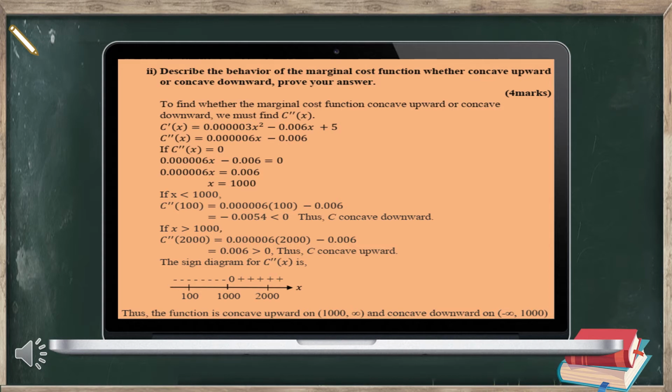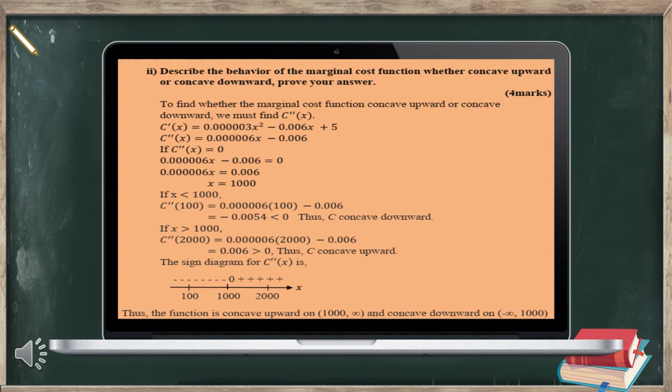So 0.0003 x squared we differentiate, it will be 0.0003 times 2x, and then negative 0.006x we differentiate, it will be negative 0.006, and then 5 we differentiate, it will be 0. So we get the equation for the second derivative of the cost function: 0.0006x minus 0.006.